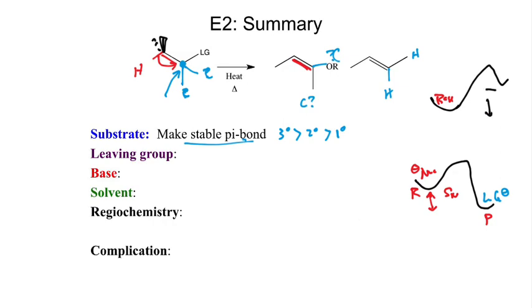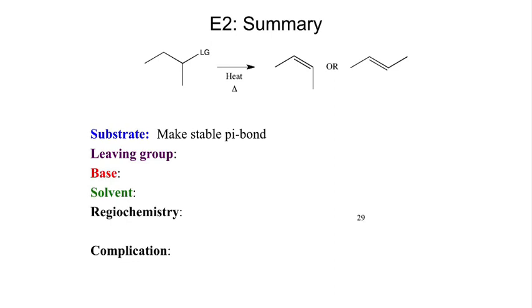That difference in energetics for our overall reaction causes some secondary issues. One of those being that we want the most stable pi bond. We want a tertiary substrate because we get a more substituted pi bond at the end, and that's because of the energetic difference of our reactions. Leaving group always needs to be good, kind of misleading. What about the base? The base is what drives this reaction.